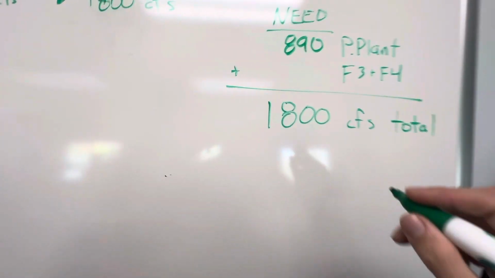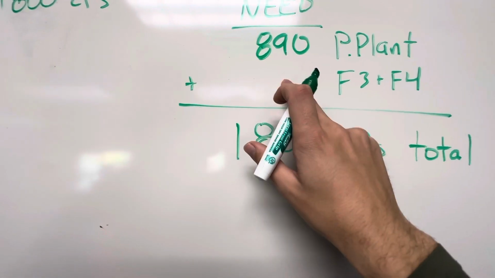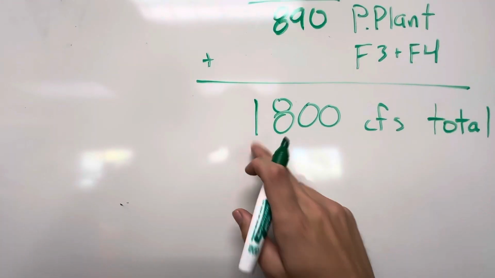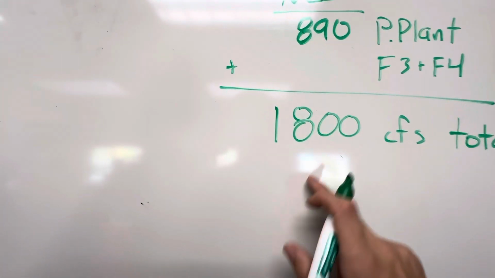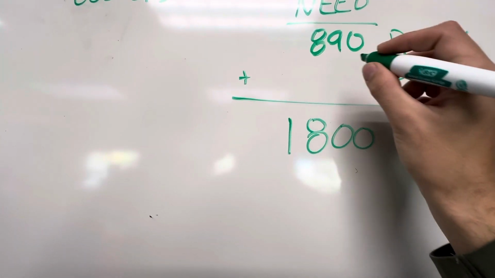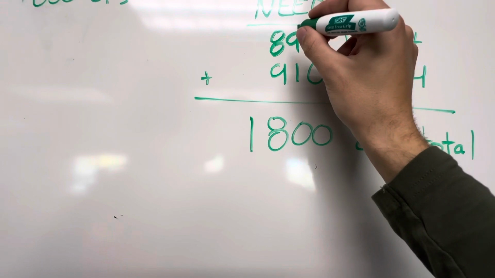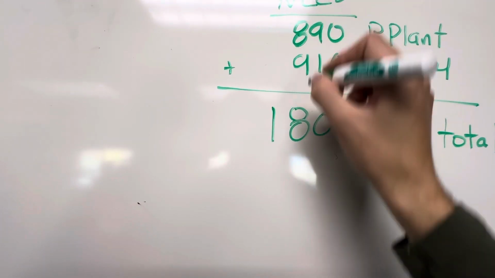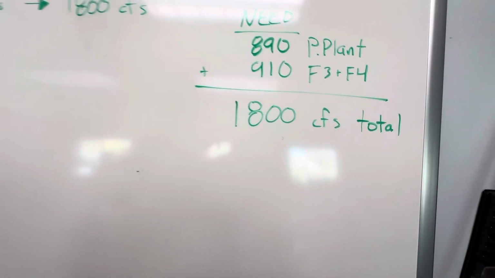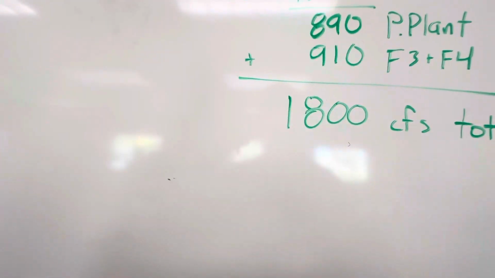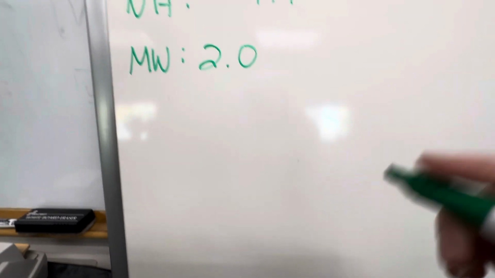Okay, now we know that the remainder needs to go on F3 and F4, and that's 1,800 minus 890, so that would be 910. Math. Zeros, 18. Bam. Adds up. 910. So now what do we do with that 910? We need to do more math.